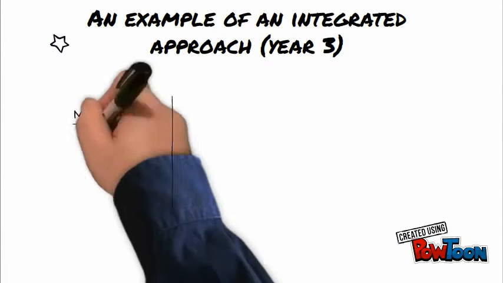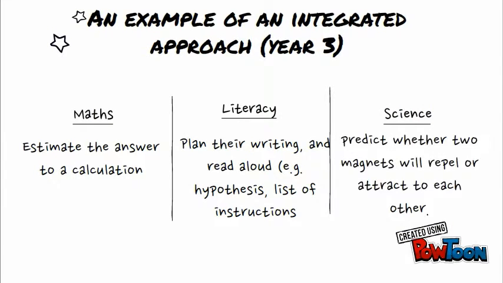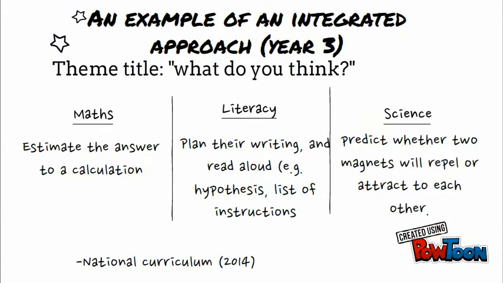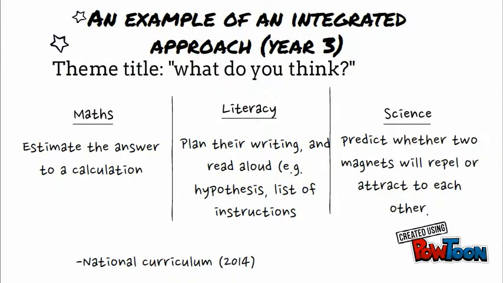On the screen in front of you, you can see an example of how you could plan using this method. By choosing the curriculum objectives, you can clearly see where they overlap, and you can use this to your advantage for transferable skills across the curriculum. We will look in more detail at transferable skills later on. As you can see from this model, I have chosen to look at the Year 3 objectives within Maths, Literacy and Science, and there is an overlap with estimating, hypotheses and predicting, but that is across the three core subjects, and as you can see there is a theme title of What Do You Think?